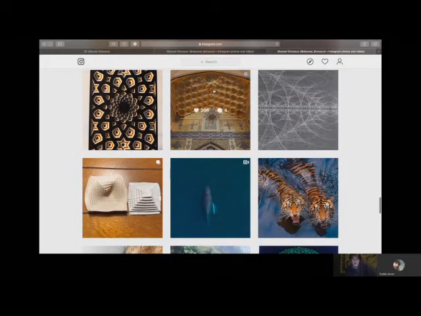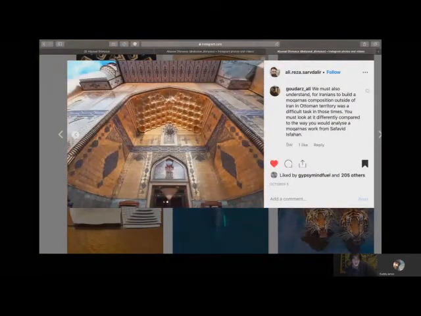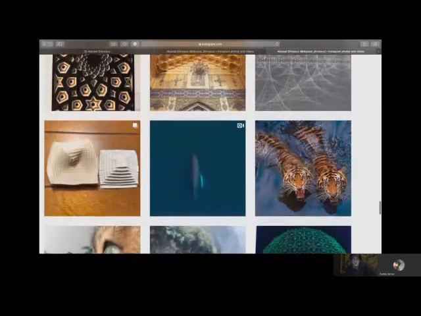But yeah, some more Islamic temples. Just look at that beauty. Oh yeah, a whole bunch of these I've been saving.